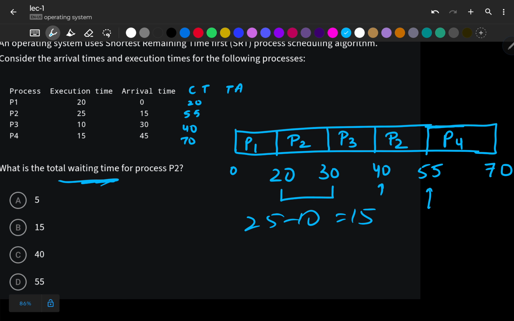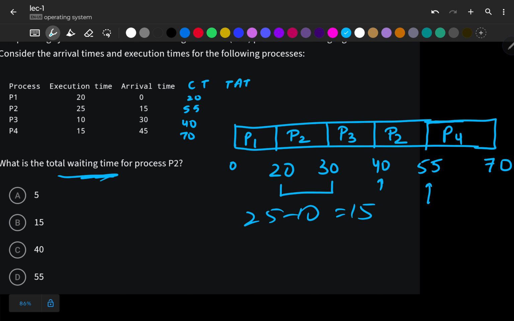Now we will see the turnaround time. What is turnaround time? Completion time minus arrival time. So 20 minus 0 is 20. 55 minus 15 will be 40. 40 minus 30 is 10. And 70 minus 45 is 25. Now we will see the waiting time. Waiting time is turnaround time minus burst time. So 20 minus 20 is 0. 40 minus 25 is 15. 10 minus 10 is again 0. And 25 minus 15 will be 10.